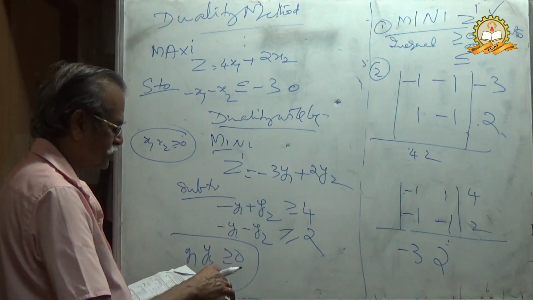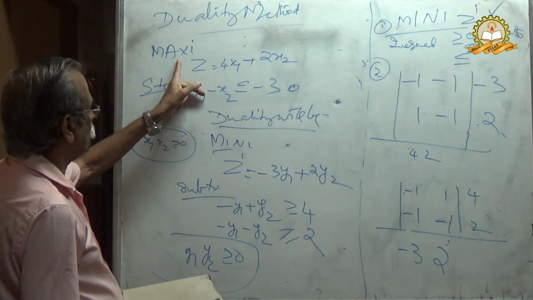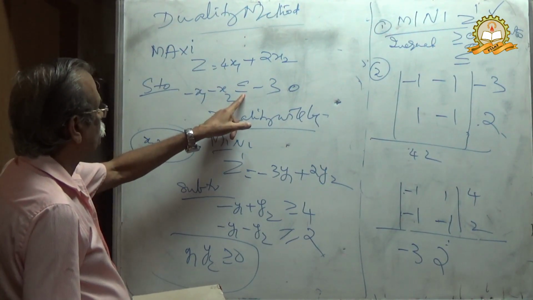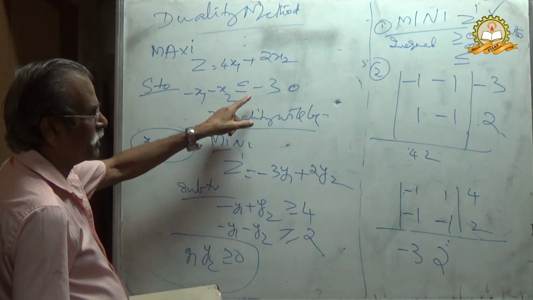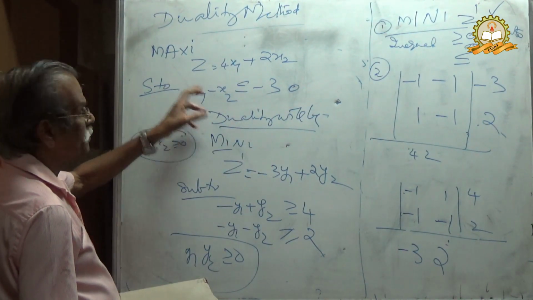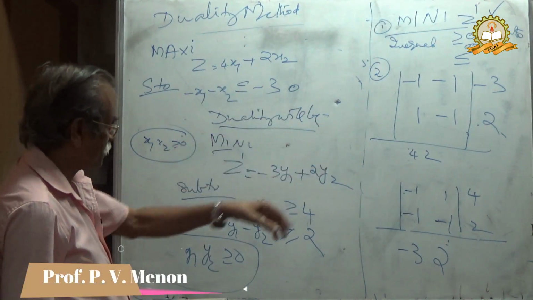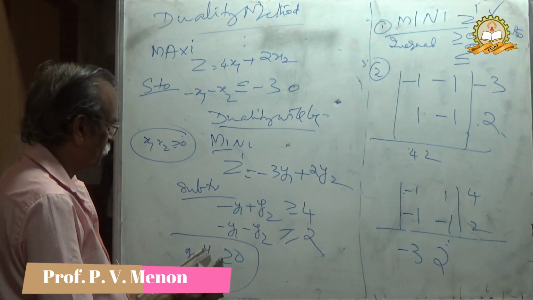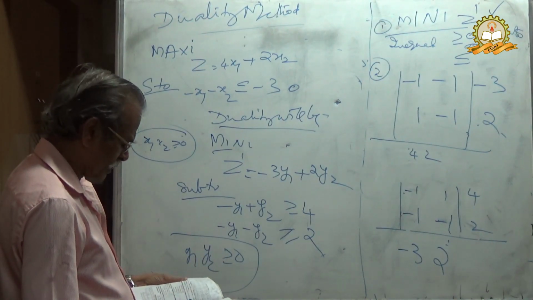It's an important question. Remember, when you consider a maximization problem, all the inequalities should be less than or equal to. Otherwise, convert them, then only solve. Maximization should show only less than. Minimization should show only greater than. It's a good question, and you can expect something similar.